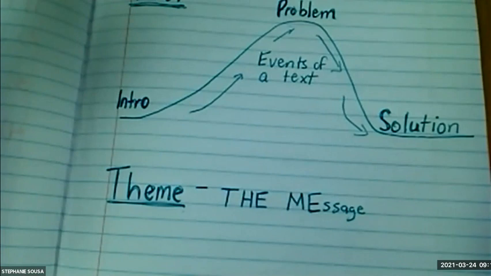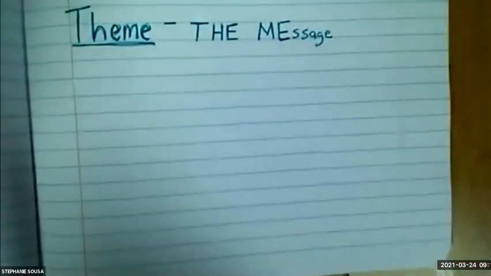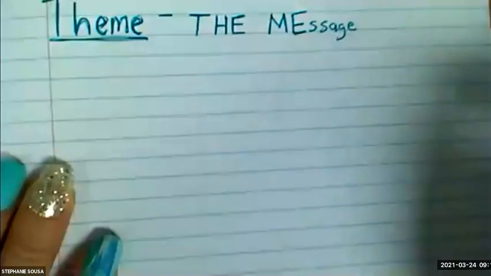Theme is the message. One more thing to write about theme, and then we're done. So theme is the message. And when we try, oh, sorry, my camera's tipping. And when we try to figure out the theme, we are trying to figure out the answer to this question. What does the author want me to learn about life?